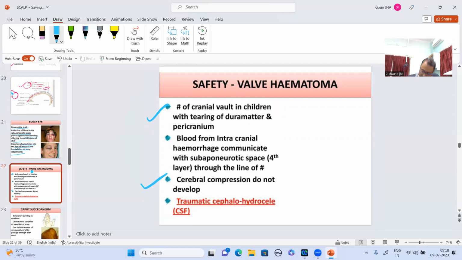So if the cranial vault is fractured, the dura mater is punctured over here. The blood from the intracranial hemorrhage communicates with the subaponeurotic space, the fourth layer, and through the fourth layer it could gravitate to the lower region also. That's why there will be no cerebral compression over there.